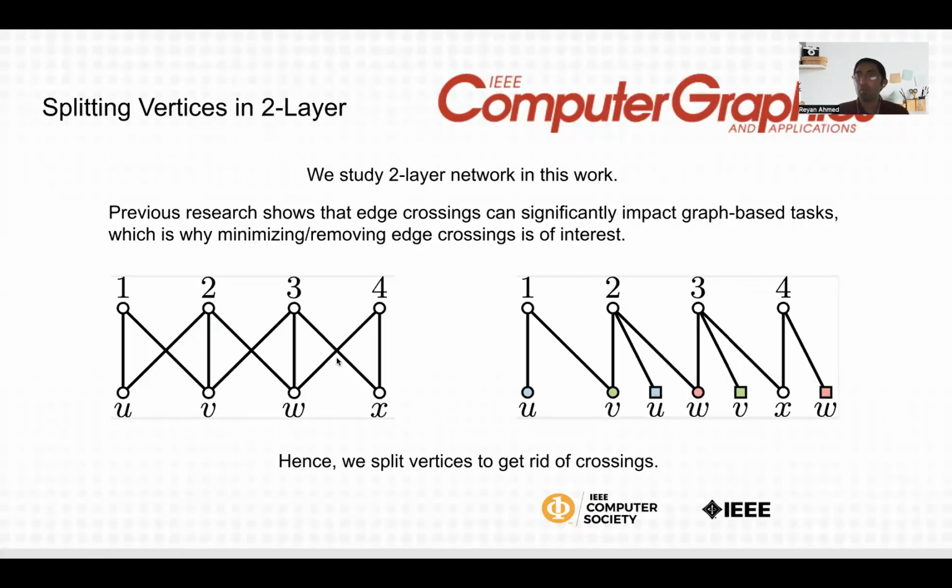To get rid of edge crossings, we split the vertices. For example, we split U into two copies indicated by the same color and label. Notice that the neighborhood is the same. Here we have 1 and 2, the neighbors of U, same as the input.